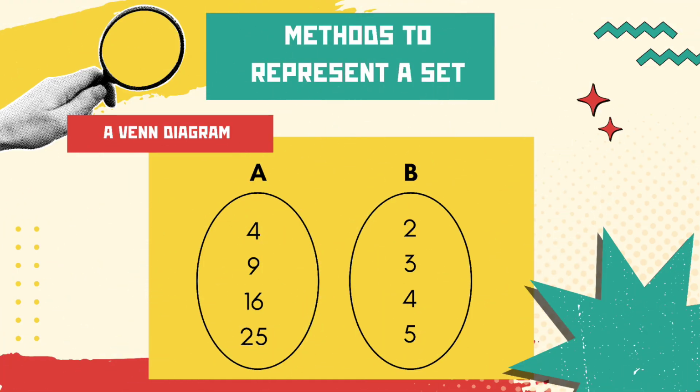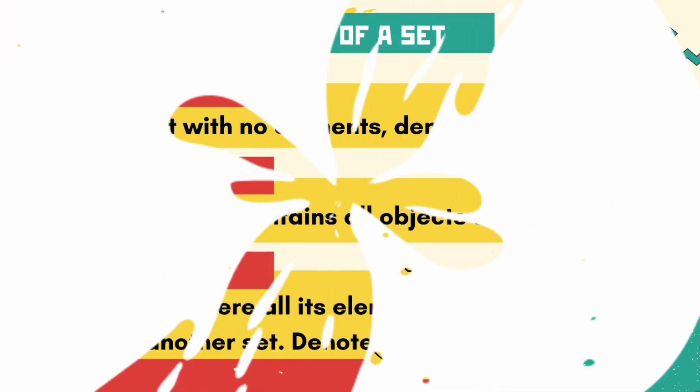And the last is by using Venn diagrams, which is a visual representation using circles to show relationships between sets. For example, like this. The elements of set A are 4, 9, 16, and 25. And the elements of set B are 2, 3, 4, and 5.